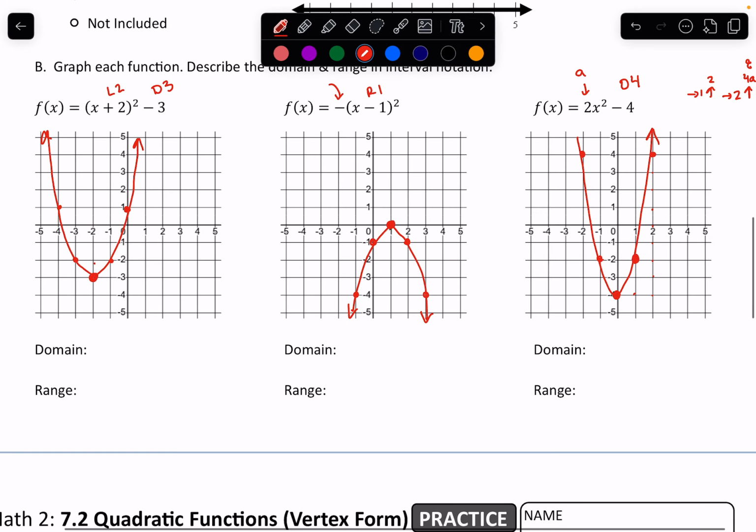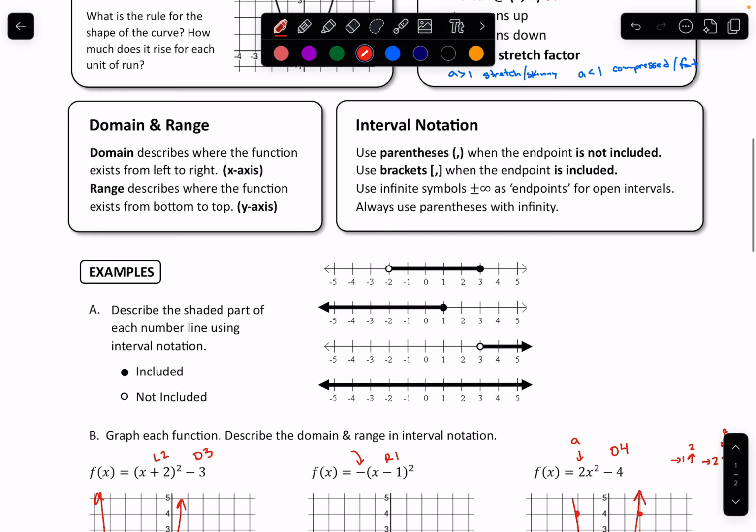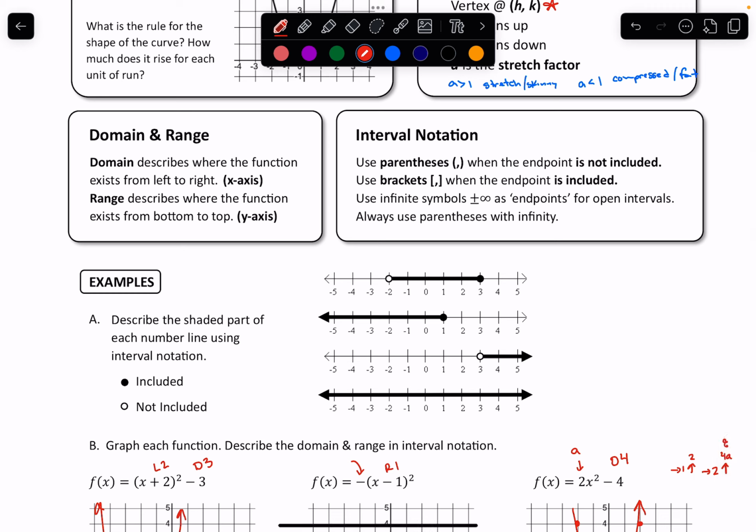All right, now, domain and range. Something to remind you, because it's probably been a while since you've seen domain and range. The domain is how far left and how far right your function exists, okay? So if I have a graph of a line, my line goes to the left and the right forever. So my domain is something like negative infinity, comma infinity, because it goes to the left forever and it goes to the right forever. Okay?